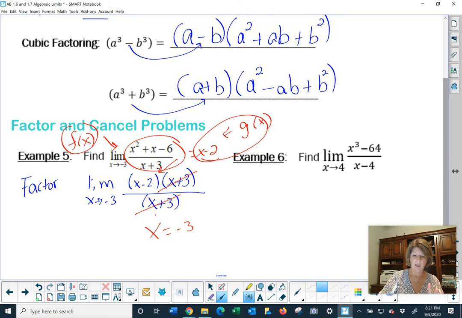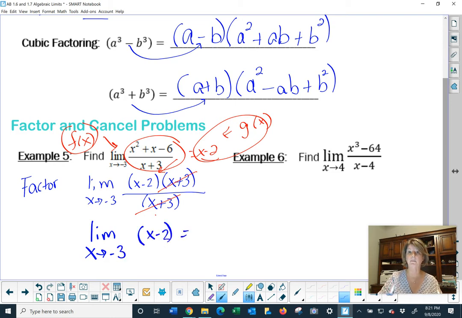All right, so I've got the cancellation done, and now I can evaluate the limit as x goes to negative 3 by involving a simpler function, g of x, the x minus 2. And now I can straight up just substitute and come in with an answer of negative 5.